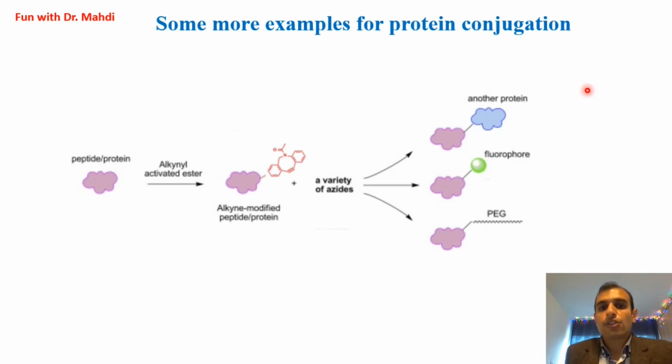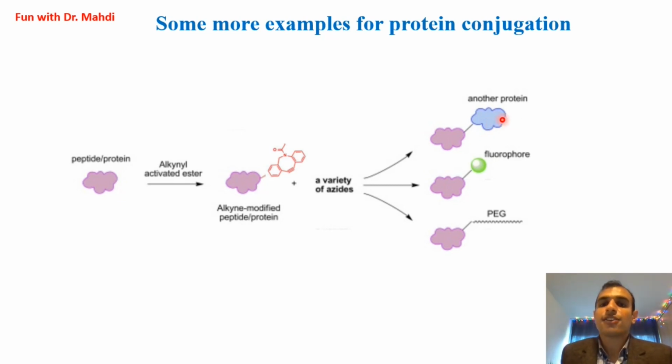In the following, I would like to give you some more examples for protein conjugation. For example, we have protein, and we would like to have different biomolecules attached to protein. And first, we need to have alkyne modified protein. First we need to attach a cycloalkyne to protein. In the next step, for example, we would like to have protein-protein conjugation. We would like to attach protein to our protein.